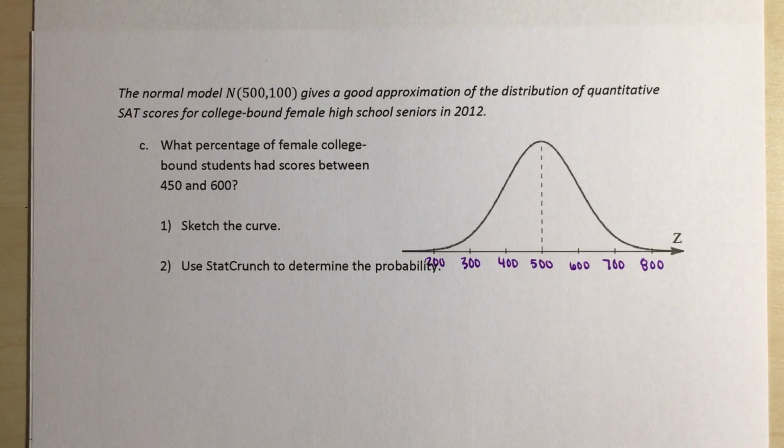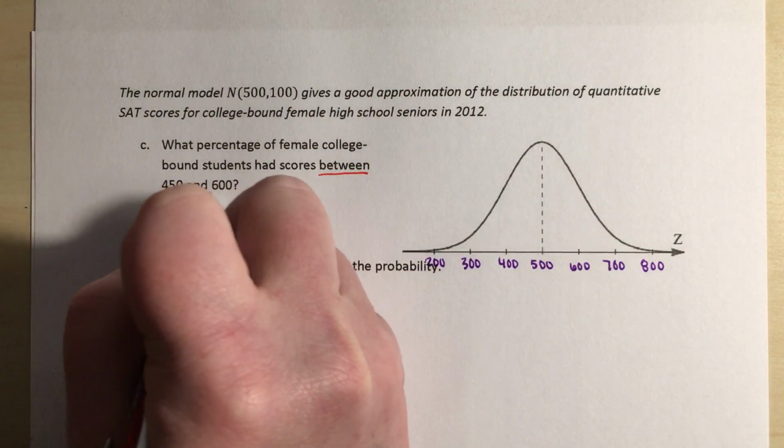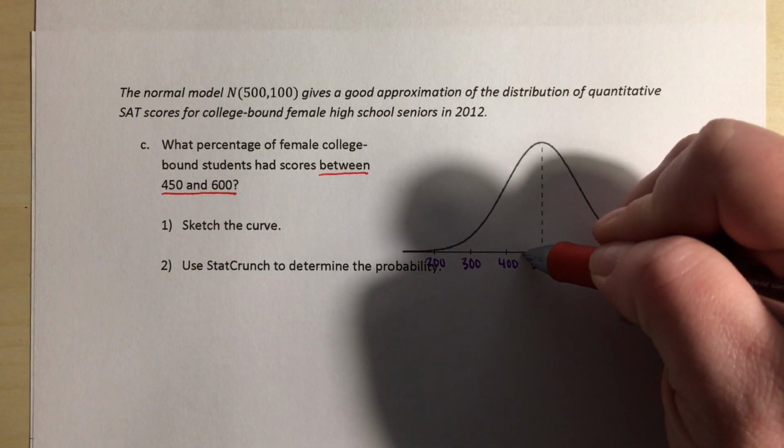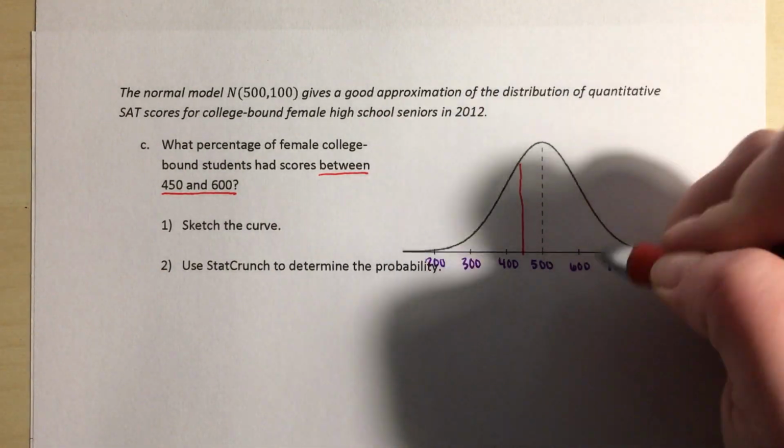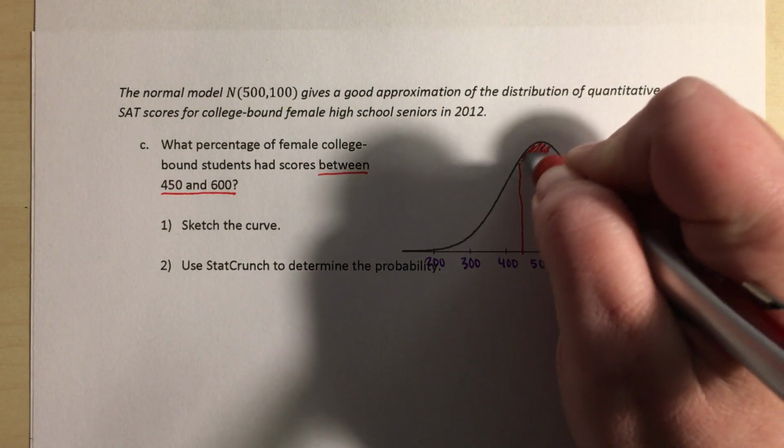And then one last one in StatCrunch. Again, you guys aren't seeing me plug the stuff into StatCrunch, but there will be detailed descriptions posted online, and we will go through some in class as well. So same scenario, I went ahead and filled in my mean and my standard deviation. This time we are asked what percentage of female college-bound students had scores between 450 and 600. So we're going to go between 450 and 600 and shade the area in right here.